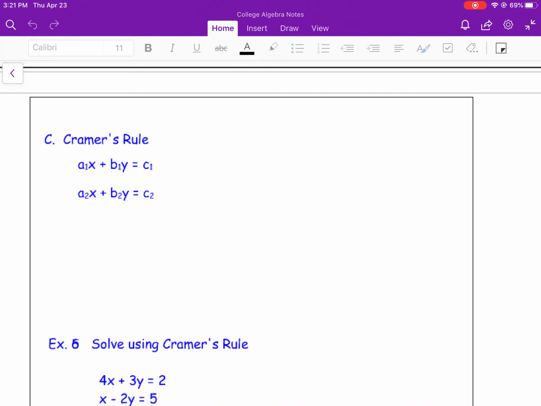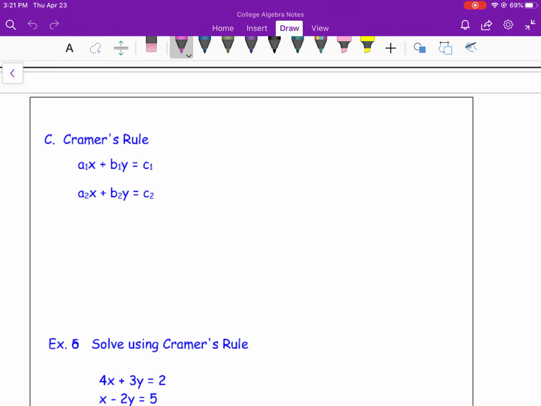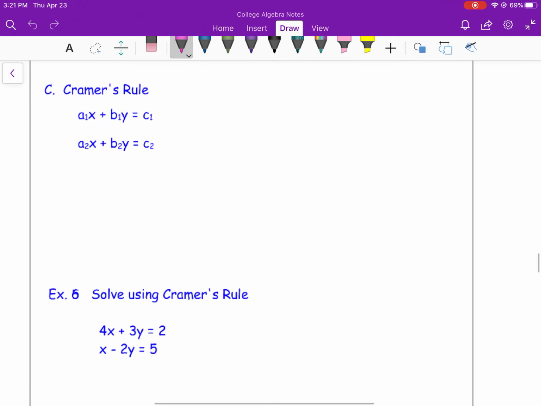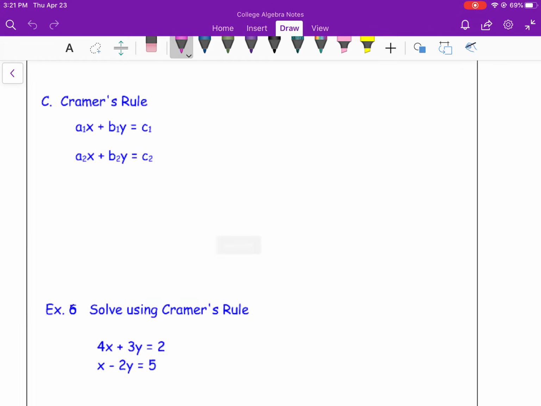College Algebra. This is the second part to Lesson 5.3. We're going to cover Cramer's rule today. Cramer's rule is another way to solve systems of equations. If you see a problem like example 6, normally you would do substitution or elimination to solve the system. But we're going to learn a new technique today called Cramer's rule. You probably already had this in Algebra 2.